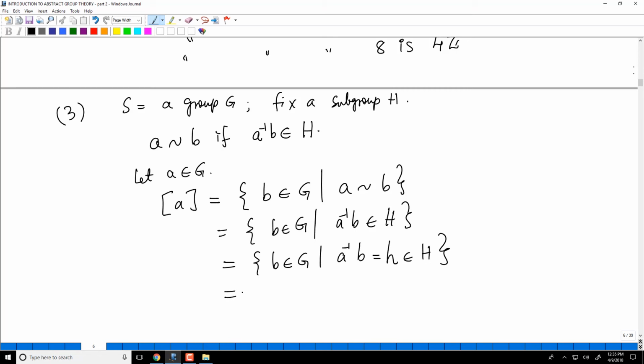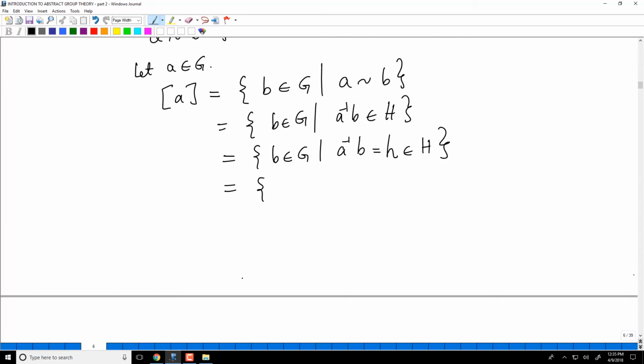So this is the same as all B in capital G such that B is A h, where h is in H, right? So it is all elements of capital G which can be written as A times small h for some suitable small h in capital H. Then I can eliminate B from this whole description. It is A h where h is in H.